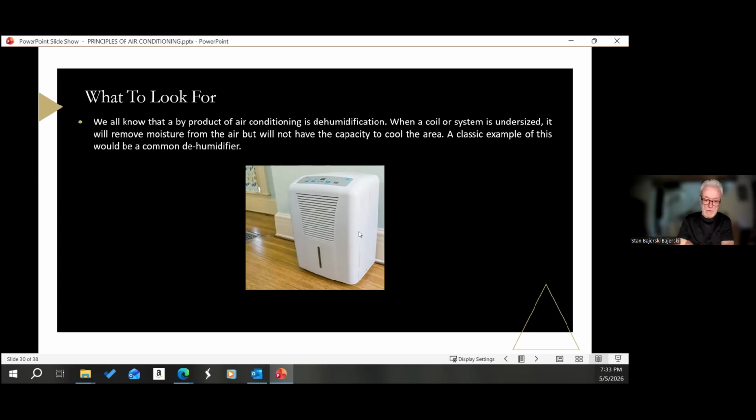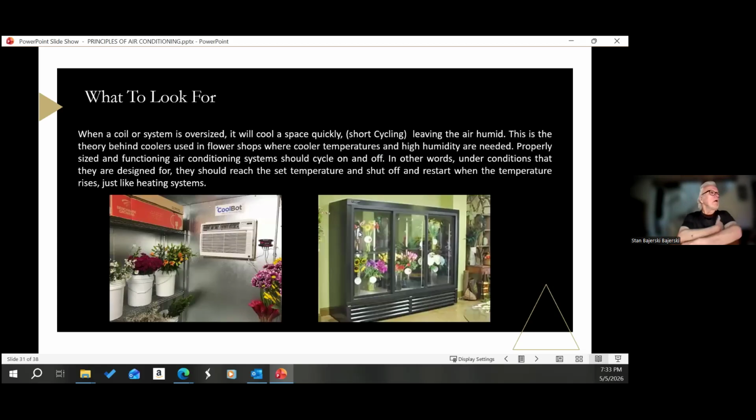So when a coil or system is oversized, it will cool a space very quickly, and short cycling is actually what happens, leaving the air humid. It doesn't have the time to take the moisture out of the house, out of the area. This is the theory behind coolers used for flower shops, where cooler temperatures and high humidity are needed, and meat lockers.